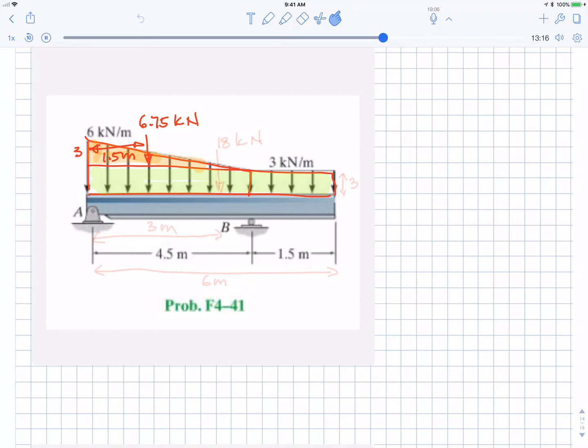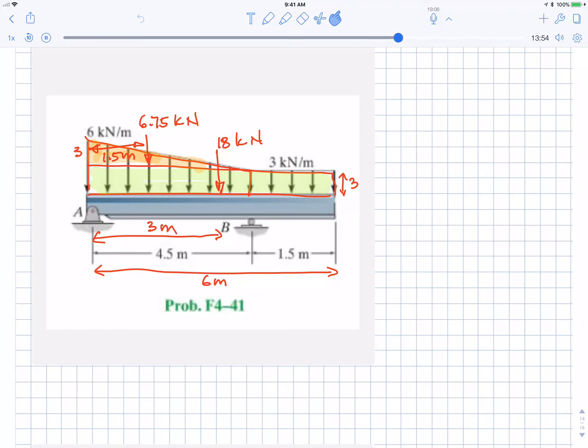Next we have the green rectangle. So the area of a rectangle is base times height. This green rectangle goes over a distance of 6 meters total, and it has a height of 3 kilonewtons per meter. And then its area, base times height, is 18 kilonewtons, and it's at the middle of the total green rectangle, so it's at 3 meters from the left end.